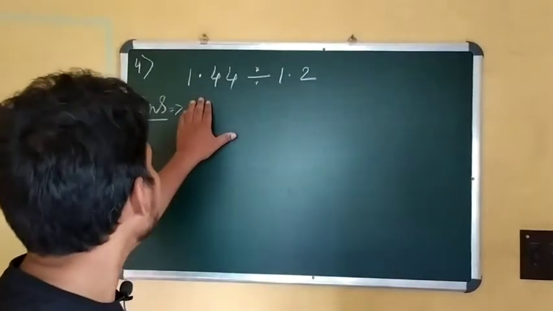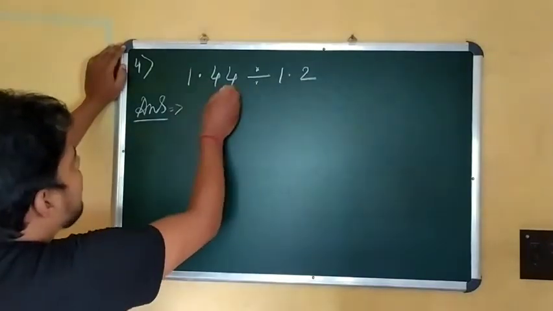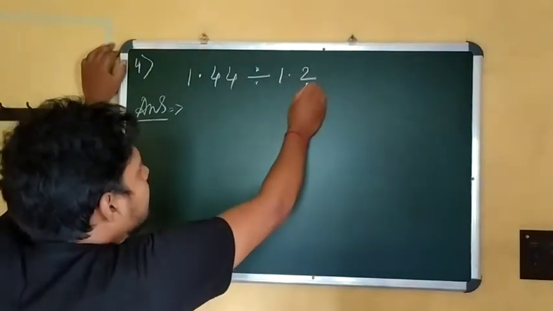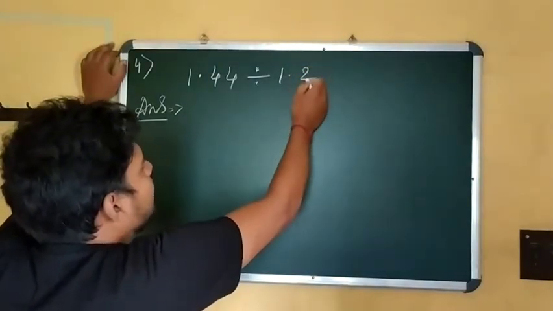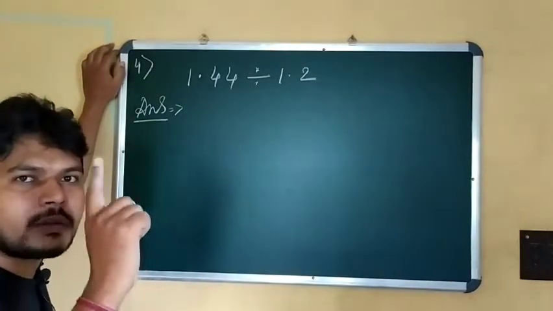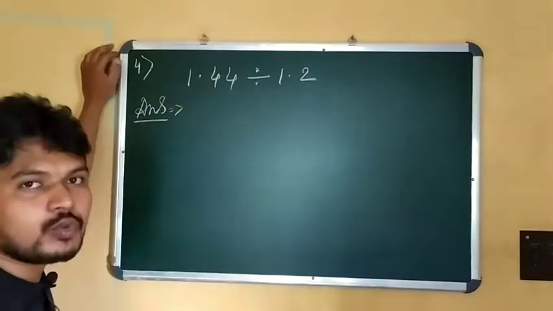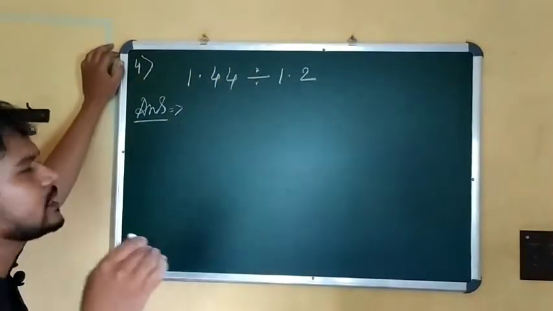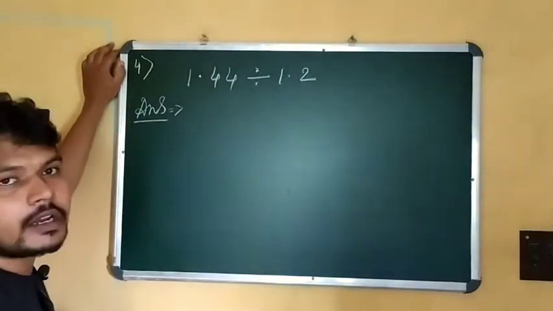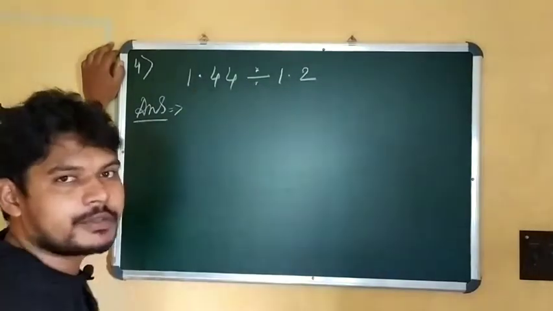Now let's see our fourth example. You can see here it is written 1.44 divided by 1.2. At the denominator you can see that only one digit is written after the decimal point, so it has 1 decimal place. But in the case of the dividend there are 2 digits written after the decimal point, so the decimal places are 2. So that is the main difference in this division.